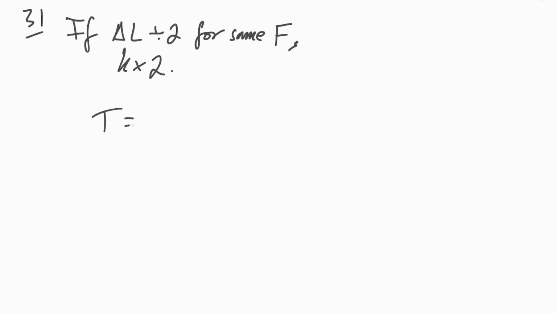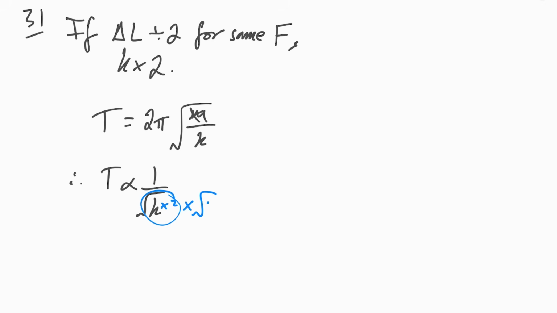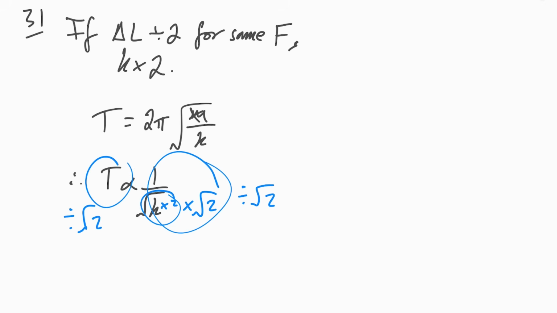So we're just going to get our time period equation, so it's 2 pi root m over k. Same mass, etc. We can't calculate it because it's just m, so this is just a proportionality dealio. So that means that T is proportional to 1 over root k. And so if k is doubled, then this bottom bit multiplies by root 2, and so the whole thing divides by root 2. And therefore, so does T. So we're looking for B. That's our answer.